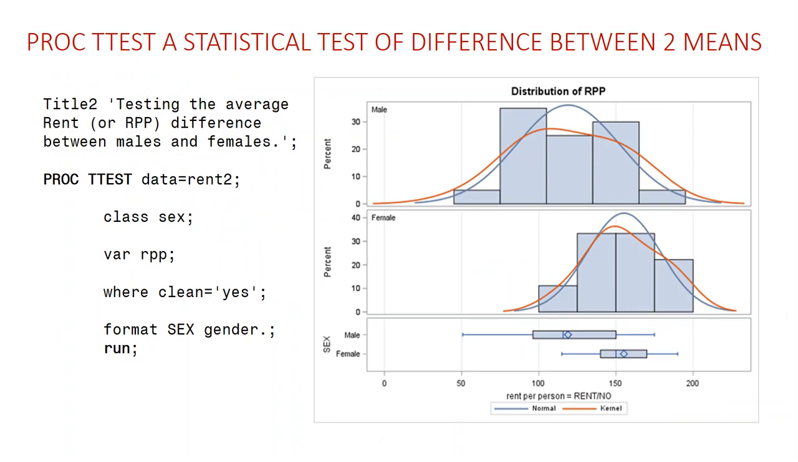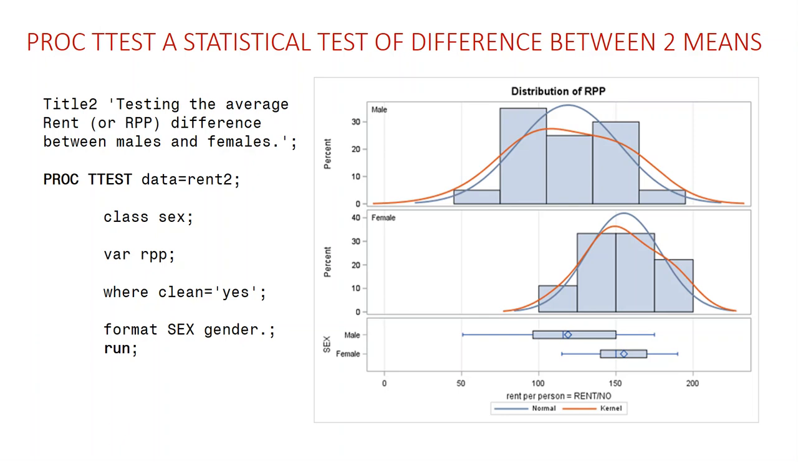Now we turn to a statistical look, not just an exploratory or descriptive look, but an actual statistical look at the differences between the 2 means. And we start off with a univariate test called a t-test, given in PROC TTEST. And our class variable is sex, that is 0 if a male and 1 if a female. And our variable is rent per person.